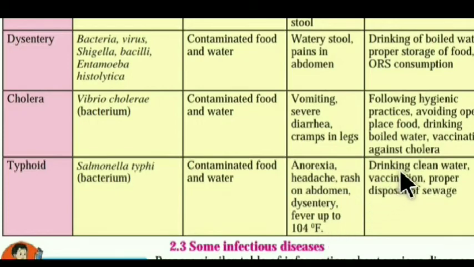Then what are prevention and treatment? Drinking clean, boiled water. Vaccination is also available for typhoid, and proper disposal of sewage. So in this table we are learning about infectious diseases.